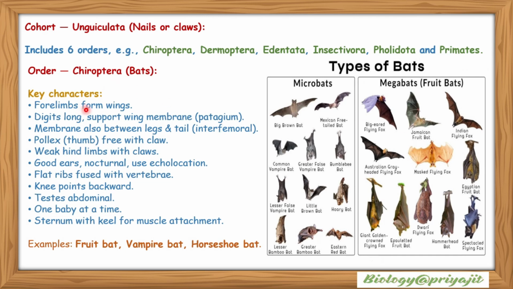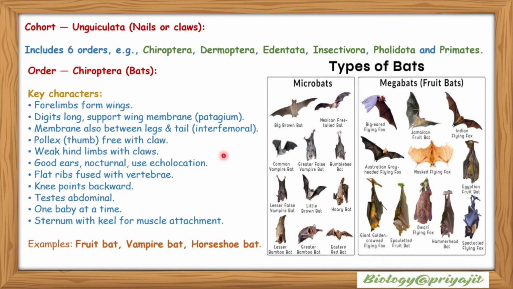So the characteristics of Chiroptera include forelimbs formed of wings, with long digits that support the wing membrane. The membrane is also between the legs and tail, which is called the interfemoral membrane. The pollex or thumb is free with a claw. They have weak hind limbs with claws. They have good ears, are nocturnal, and use echolocation. They have flat ribs fused with vertebrae. Their knees point backward.